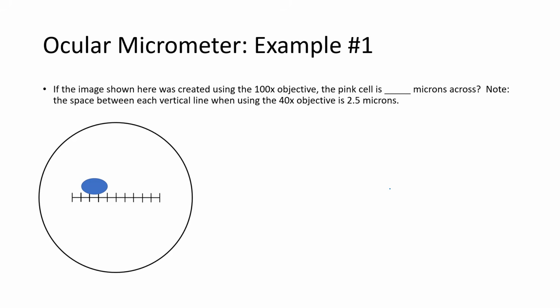If the image shown here was created using the 100x objective, so this is at 1000x, right? That's a total magnification. It says the pink cell. Well, clearly that's wrong. It's the blue cell, right? The blue cell is blank microns across. And note the space between each vertical line, so that would be each ocular unit, when using the 40x objective is 2.5 microns, right?